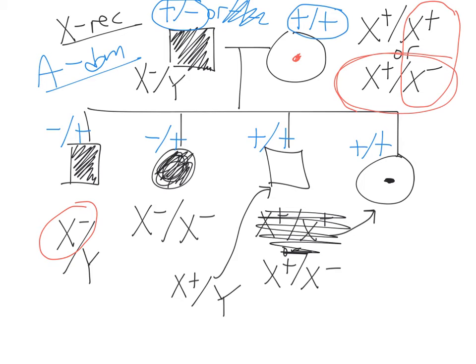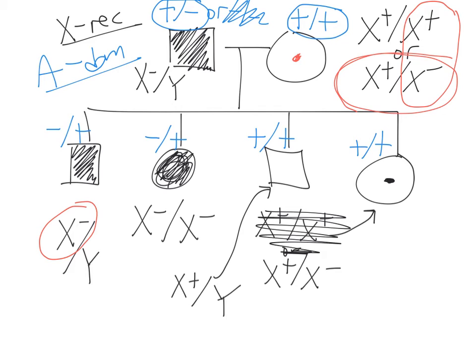What's the rule for X-linked recessive traits? We talked about X-linked dominant. Affected dads pass it to all their daughters. Affected moms pass it to their kids equally frequently. What's the rule here? Affected dad, how do his kids inherit the pattern? Equally frequently, sons and daughters.